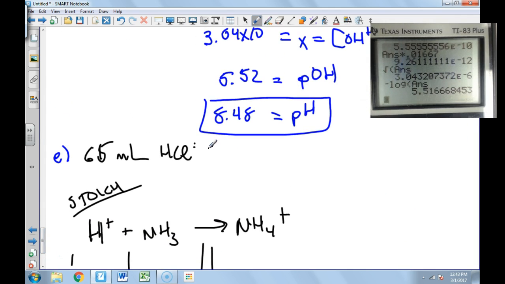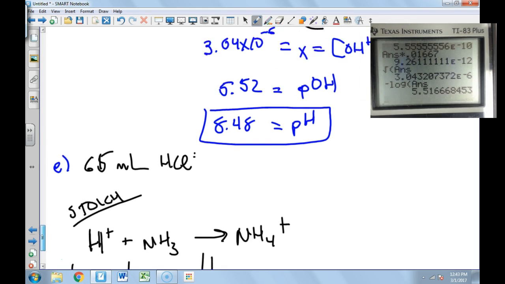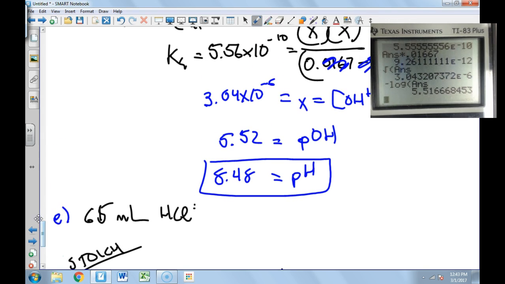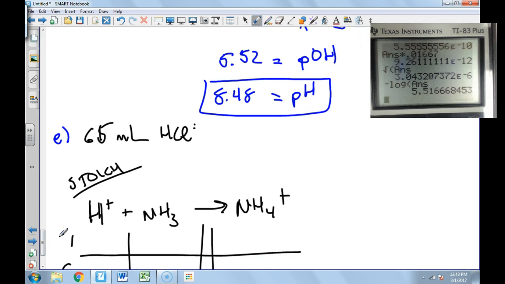I think somewhere I messed this up. This problem right here: 9 times 10 to the minus 12, square root, the negative log, .48 pH. Oh, that's where I screwed up.